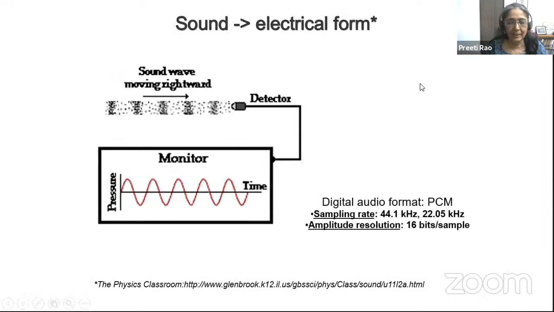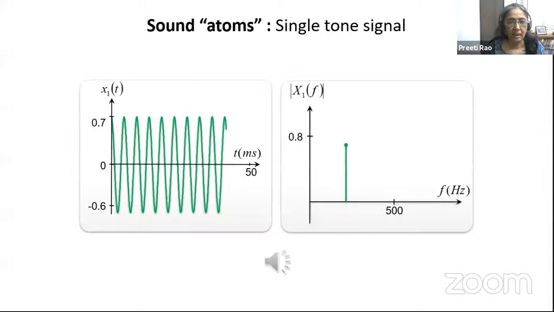Okay, so sound, as we all know, needs a transducer to convert acoustic sound pressure variations to electrical form. And then, of course, we convert that to data by sampling and quantization. A very simple sound is a sinusoid. This is a variation like you see over here. Let me just play this for you. This happens to be a sinusoid at 200 hertz.